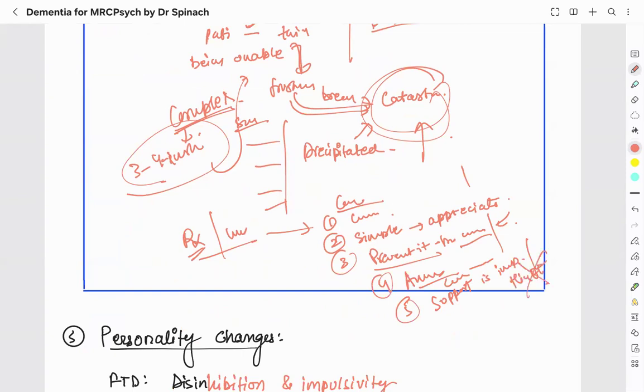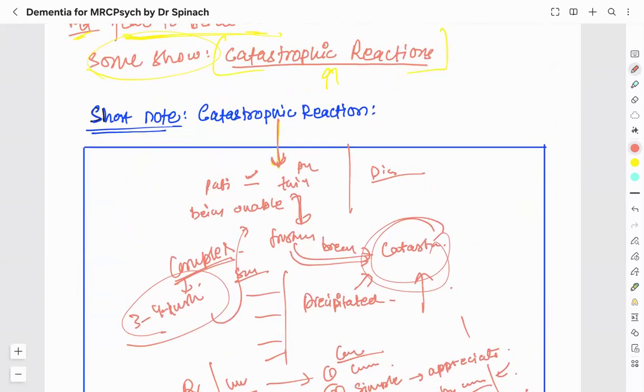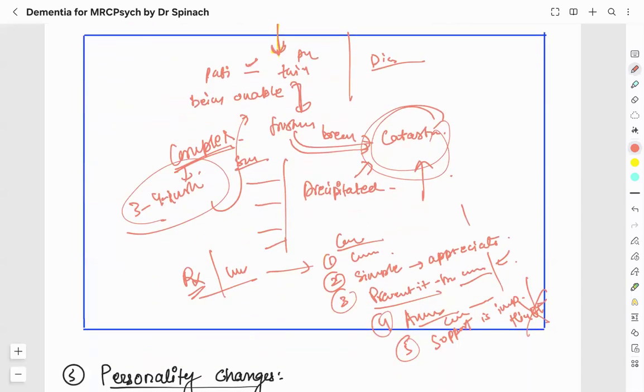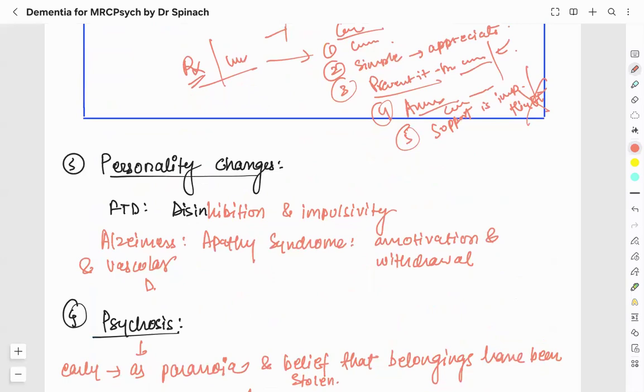Yeah, but you were right that this is catastrophic reaction. We had this short note question in our semester exam. So, yeah, I couldn't write it. I did not know it at that time, then I read it later.